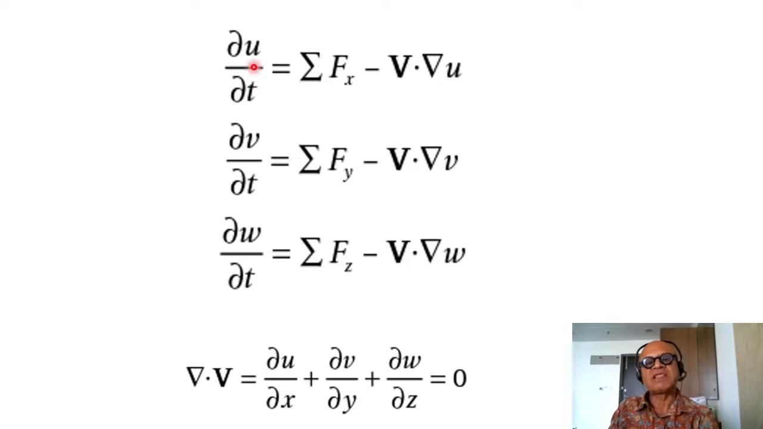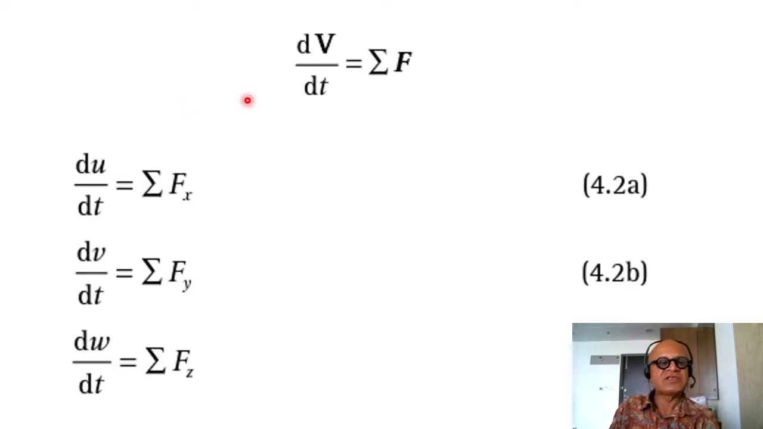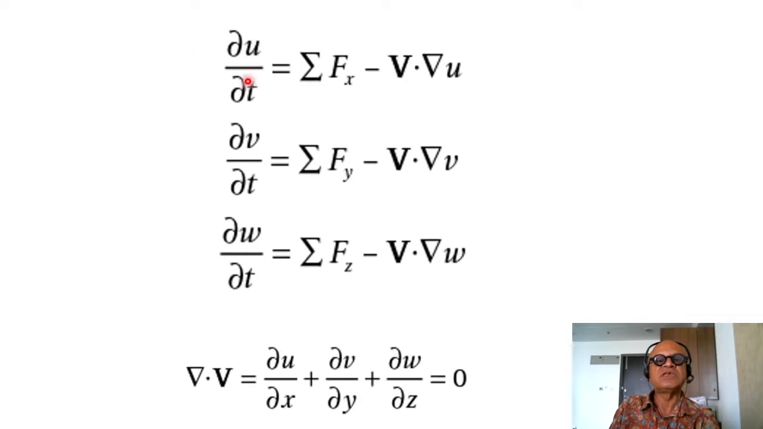So we can split that material derivative. The partial terms ∂u/∂t, ∂v/∂t, and ∂w/∂t equal the sum of all the forcings minus the advection term, which we moved to this side, so it's minus V dot grad u. And again, the divergence of V here is the continuity equation.